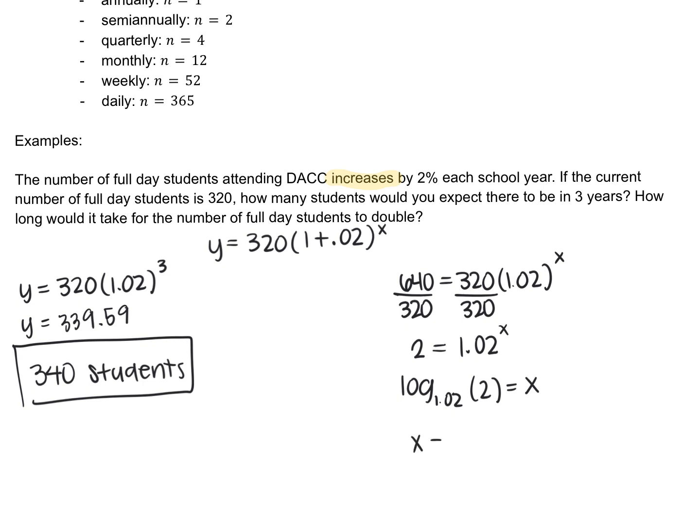And we're going to get x equals 35 years. It is 35.00. So even if I wanted to round to 2 decimal places, it's still a whole number. So it would take 35 years.